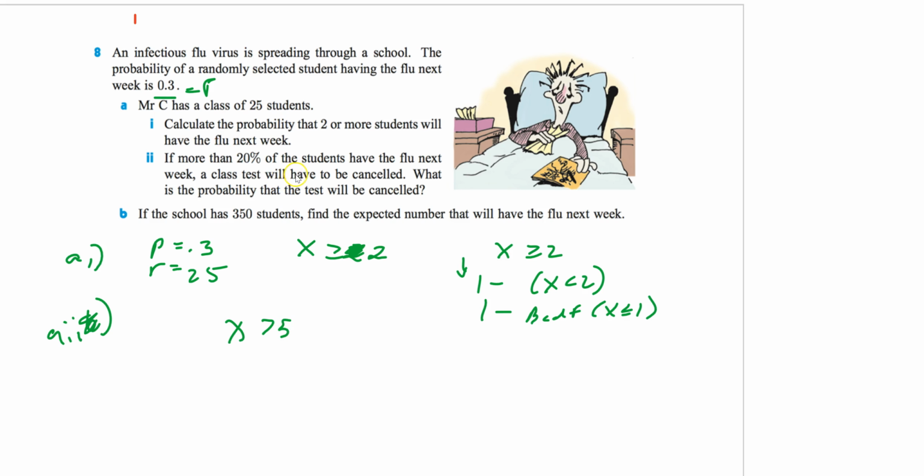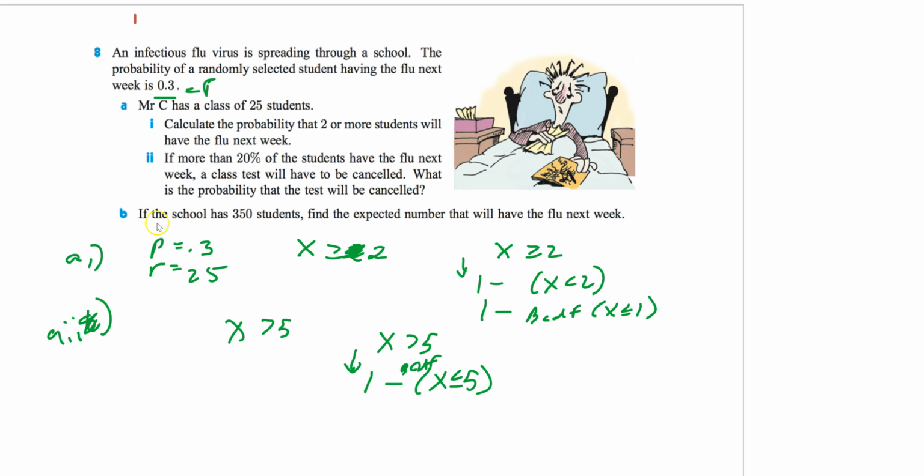Notice it didn't say greater than or equal to or at least 20%. It says more than 20%. So if more than 5 people are sick, class is canceled. So now we have this again pointing the wrong direction, so you have to flip it. 1 minus. Now this time it didn't have the line, so you gain the line. And there you go. You put that into your calculator under binomial CDF. You get the answer.